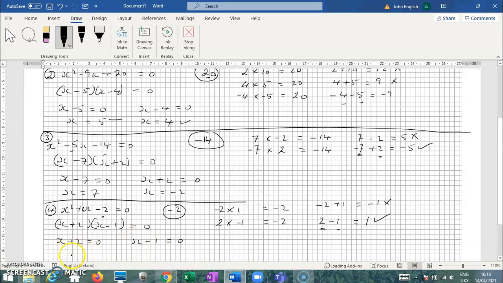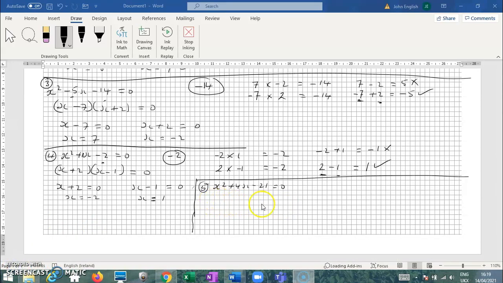And to solve it, simply take the 2 across to the other side of the equation. So we get x is equal to minus 2 and x equal to a positive 1. There's a plus here, but when we take it over to the other side of the equation, it becomes a minus. Okay, so let's move on to the last one.